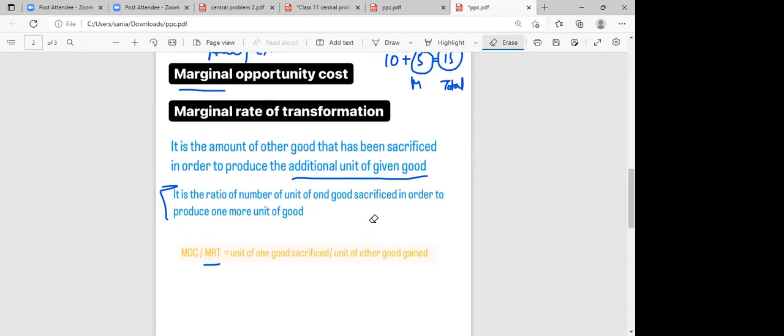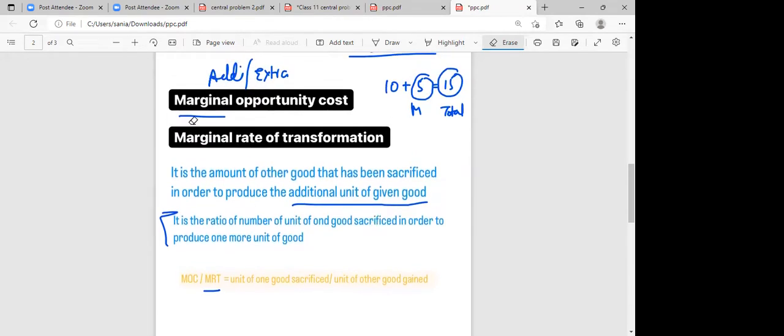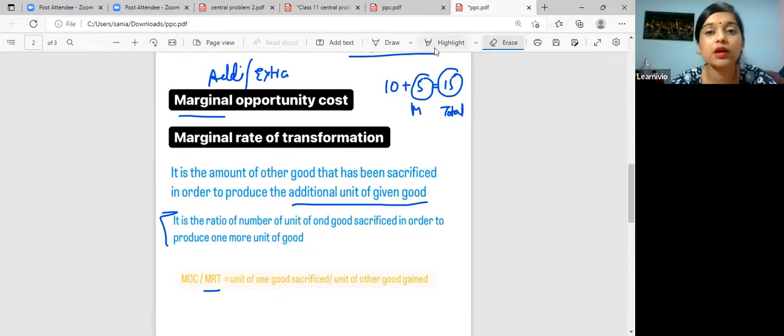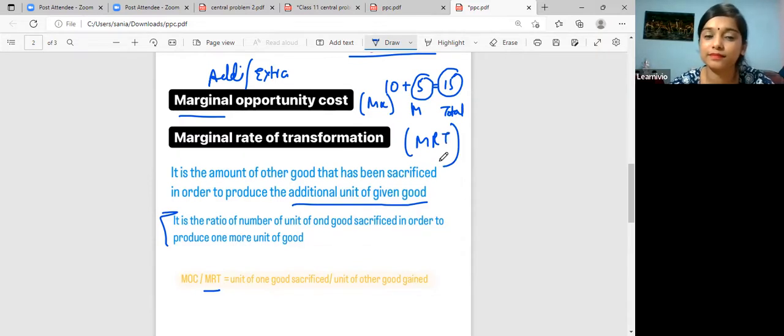Yes, ma'am. So just write it down: marginal opportunity cost or marginal rate of transformation. Just write MOC and write MRT. Clear? And over here, just mention "or", and then write the formula.